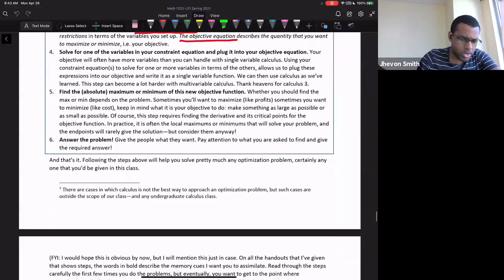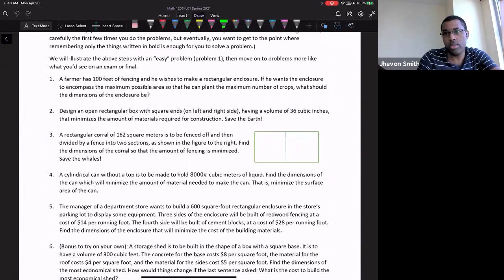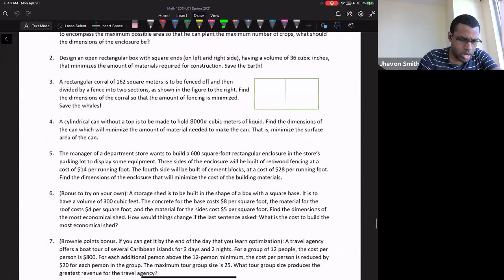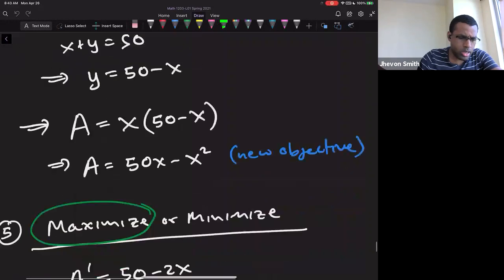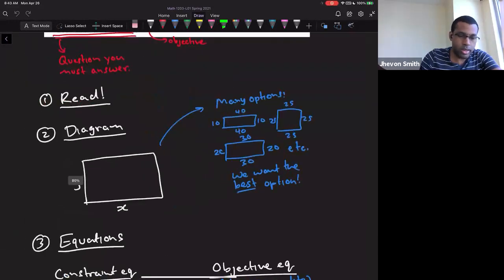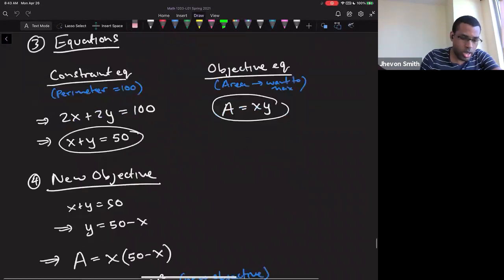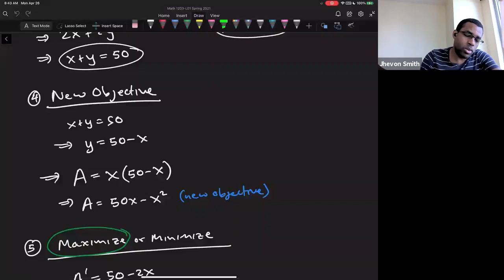So these are just some examples of word problems that you can see in this topic. We are going to get through the first 5. That was the plan. So I did the first one where I illustrated all those steps. Read your diagram, your constraint equation and your objective equation, getting the new objective by solving for one variable in your constraint and plugging it in.